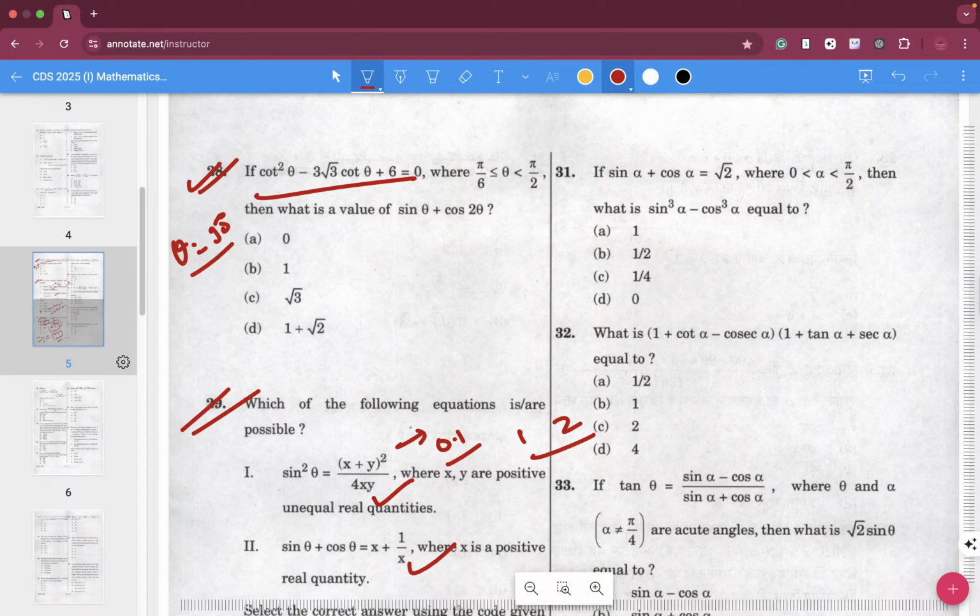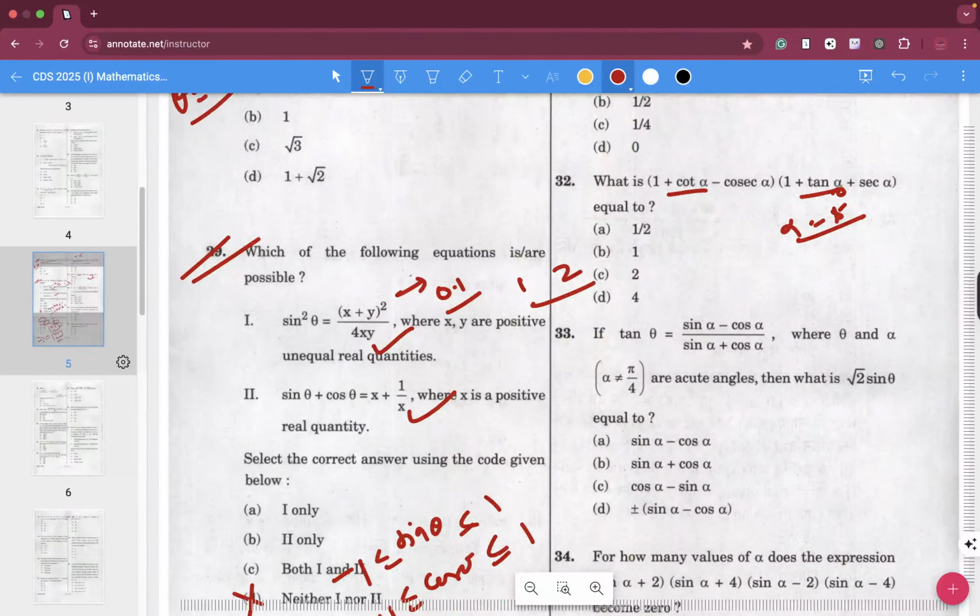This one was also pretty much easy. It was pretty clear that if you put in alpha is equal to 45, you could have solved it easily. This question again, easily, cot theta tan theta, theta is equal to 45, and you simply got the answer over here.